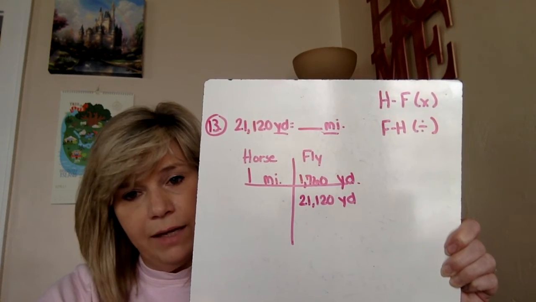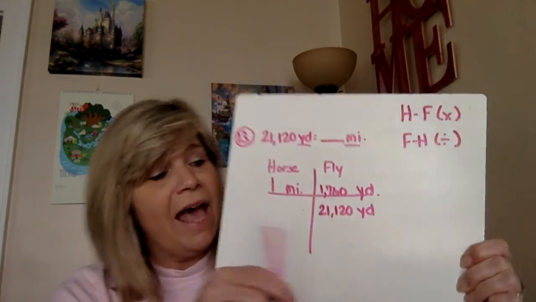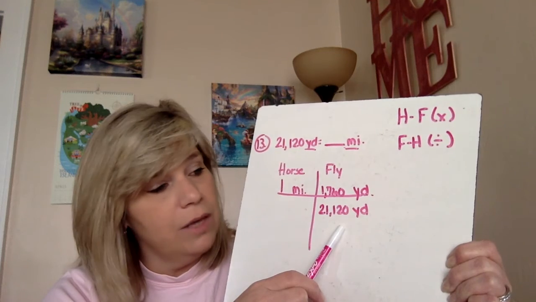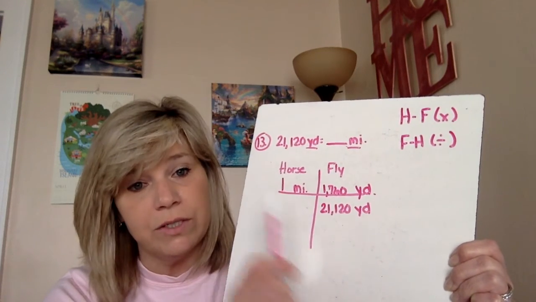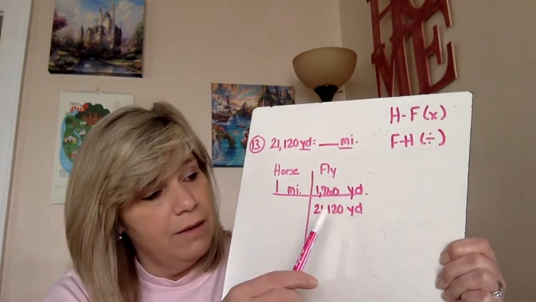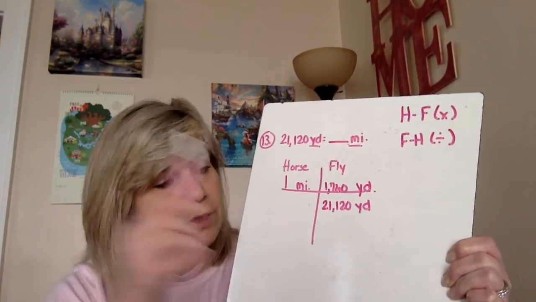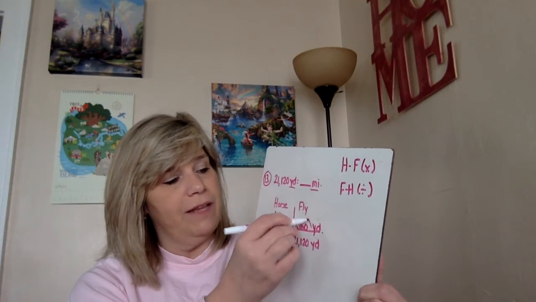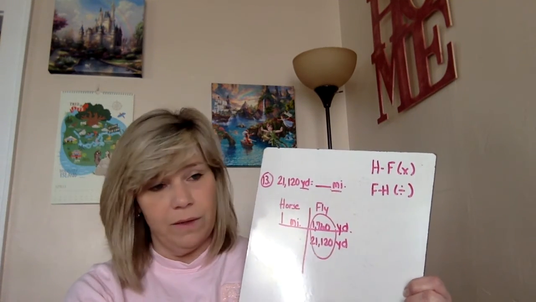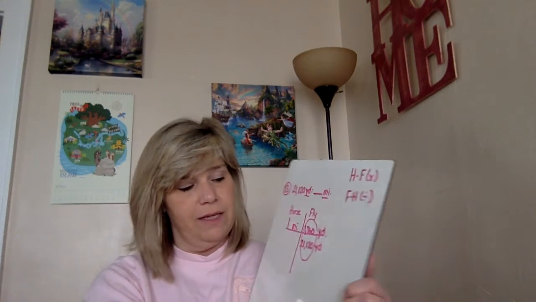So let's go ahead and say our saying. Do we have anything with horse? No. So we're not starting with horse, we're starting with fly. So instead of going horse to fly, we have nothing there. We start with the number we have. We're going fly to horse, divide, of course. Don't use the 1. We're going to divide that big number, 21,120, by 1,760, and it's okay to use a calculator. I just ask you if you're using a calculator, double check and do it twice, okay?